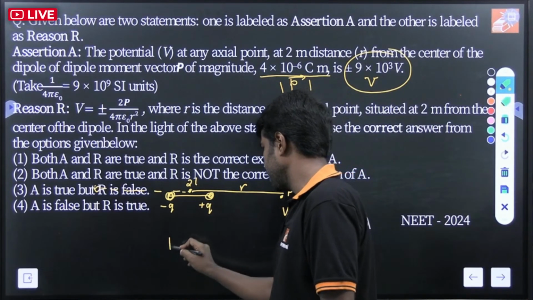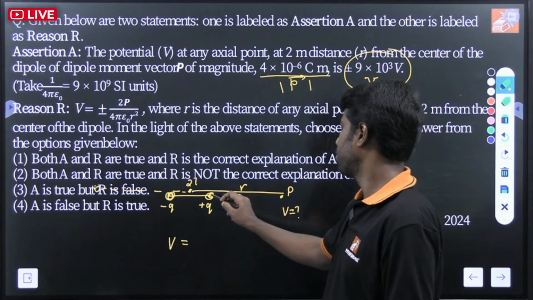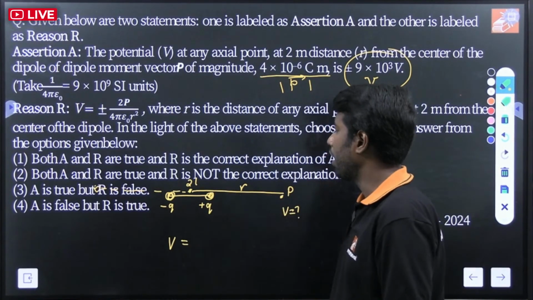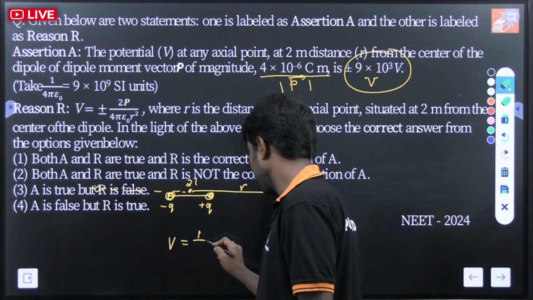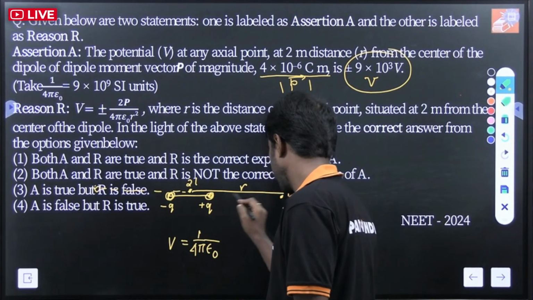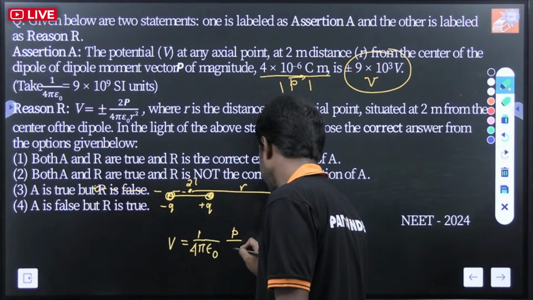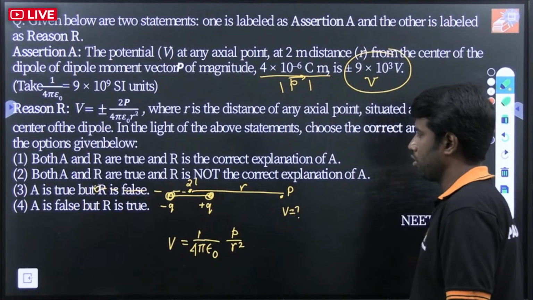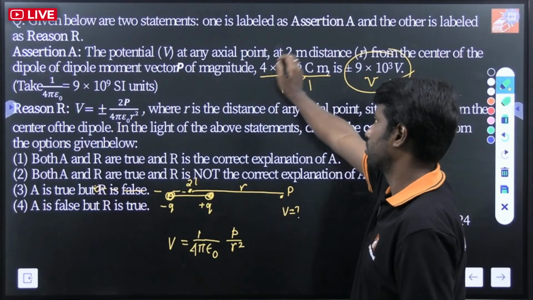So the potential formula for a dipole at distance r: first we take the minus q charge and find its potential here, then the plus q charge and its potential here. Then we add these two potentials and finally get the formula. That potential is 1 by 4 pi epsilon naught, for an axial point, P, magnitude of P by r square. So let's check that formula, and we'll find whether this potential is correct or not.